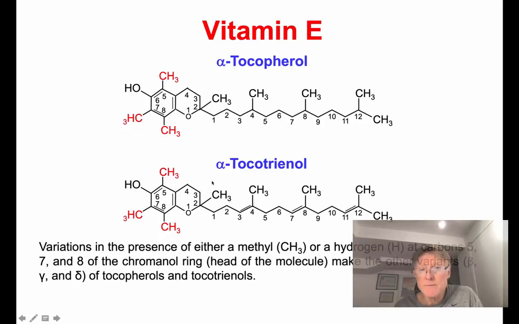But these two are again hydrophobic molecules, and that's why they are fat soluble, and they differ basically in the tail. If it's a saturated tail, it's alpha tocopherol, and if it's an unsaturated tail, it makes it tocotrienol. So these are the two basic groups of molecules that make up the vitamin E group.